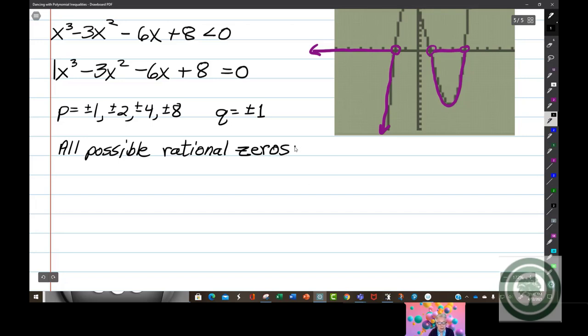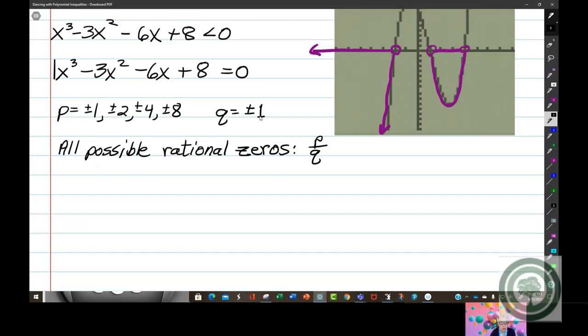All possible rational zeros are the set of P over Q, but Q is 1. So what is 1 over 1? 1. What is 2 over 1? 2. What is 4 over 1? 4. What is 8 over 1? 8. So when your leading coefficient is just a 1, you kind of luck out. Plus or minus 1, plus or minus 2, plus or minus 4, and plus or minus 8.